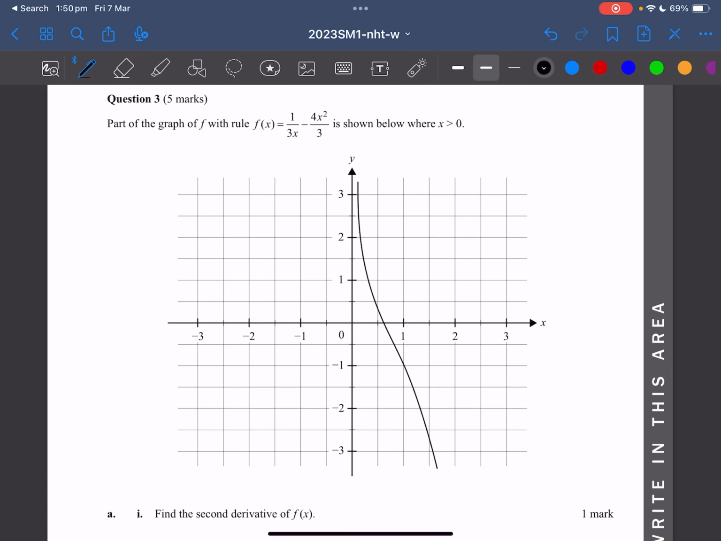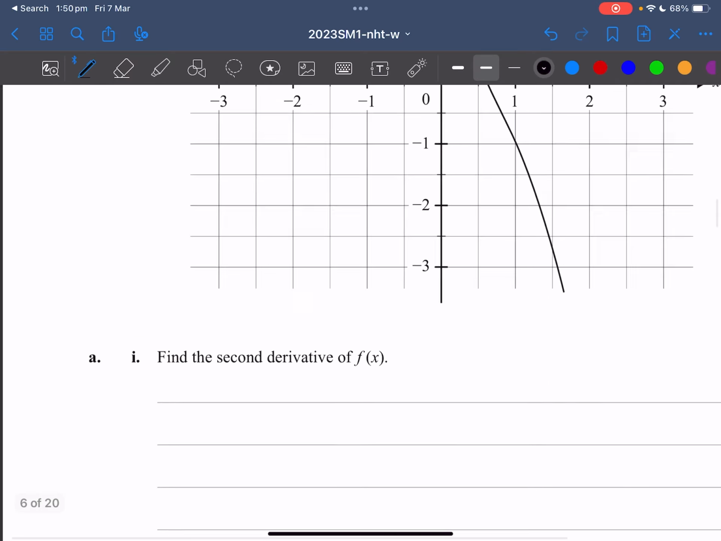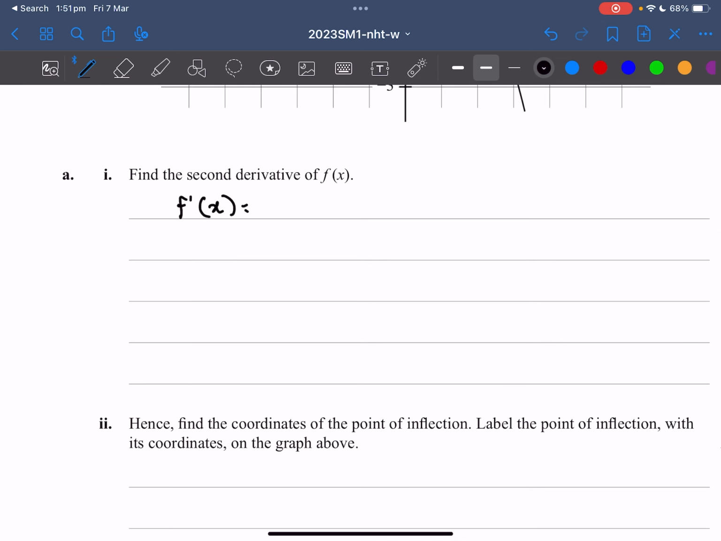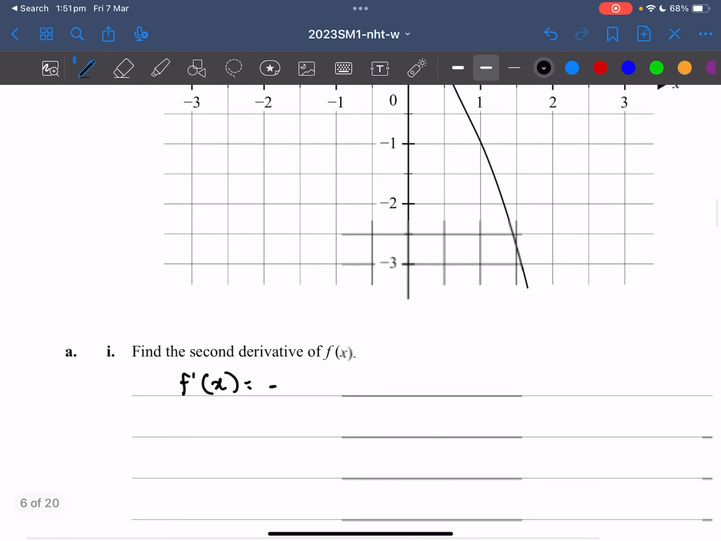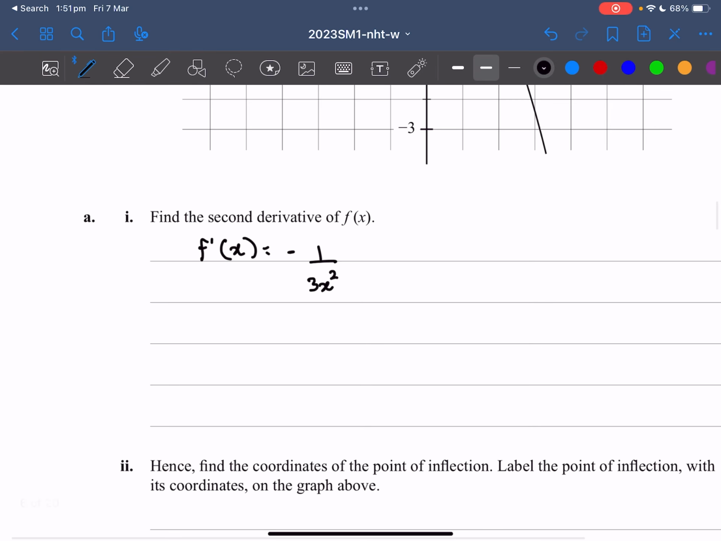Alright, so part of graph f with the rule this is shown below, where x is greater than 0. Okay, so find the second derivative of f of x. Okay, so the first derivative would be -1 on 3x squared, minus 8 on 3x. Okay, and then the second derivative would be 2 on 3x cubed, take away 8 on 3.